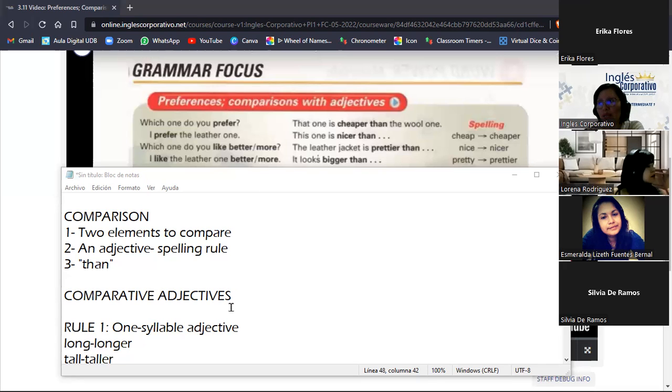Or which one do you like better? Which one do you like more? ¿Cuál te gusta más? ¿Cuál prefieres? Which one do you prefer? Or which one do you like better? Which one do you like more? So in that case, the only difference is just the verb, right?